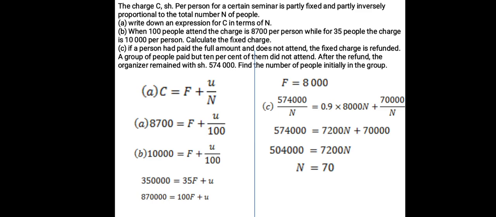If a person had paid the full amount and does not attend, the fixed charge is refunded. A group of people paid, but 10% of them did not attend. After the refund, the organizer remained with 574,000 shillings. Find the number of people initially in the group. The number of people initially in the group was 70.